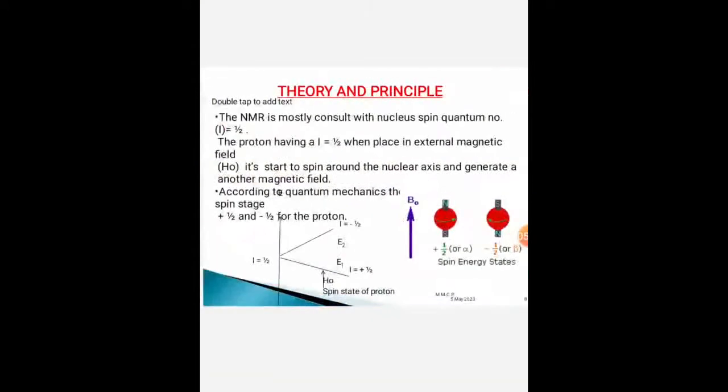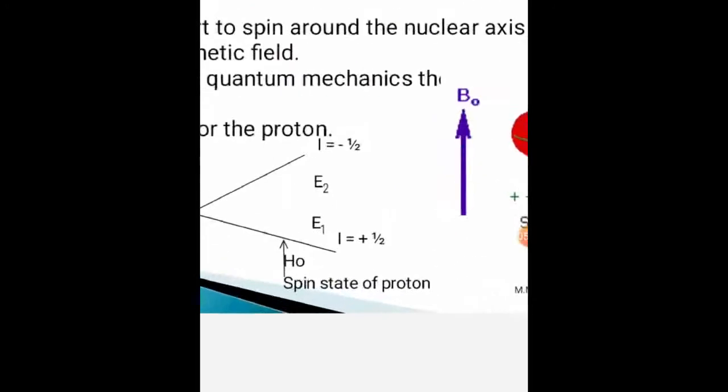See here, the alpha spin energy states. The alpha nuclei having spin plus half get converted into the minus half beta spin. See here, spin changes from alpha to beta by the absorption of radio frequency radiation.